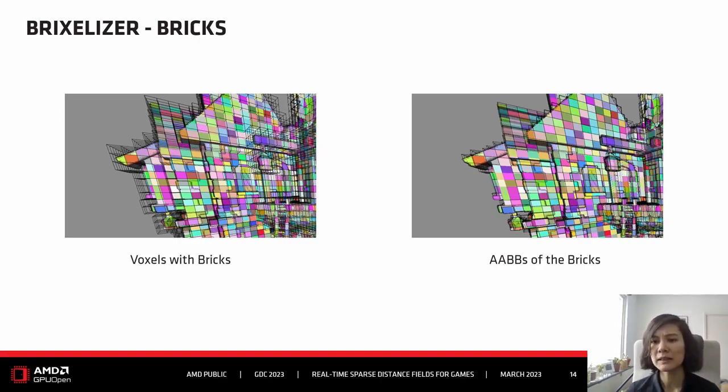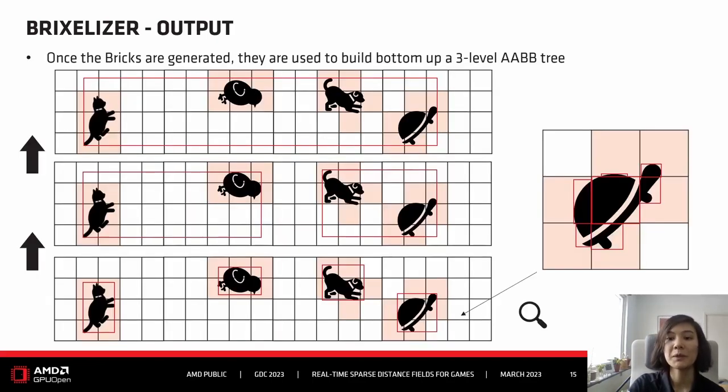And then on the right, you see that the bricks also contain the AABBs. So instead of visualizing the grid cell, we visualize the AABBs in the right picture. These AABBs are for the surfaces the bricks intersect with. And we have them because they are used to build the tree-level AABB tree bottom up. This tree is there to encode the empty space. So we take the AABBs from the bricks, and we build the tree bottom up.